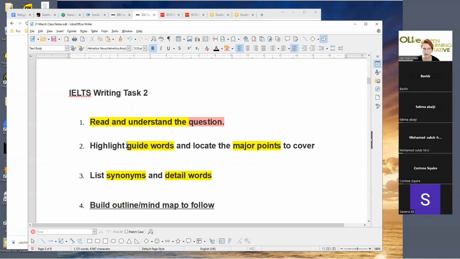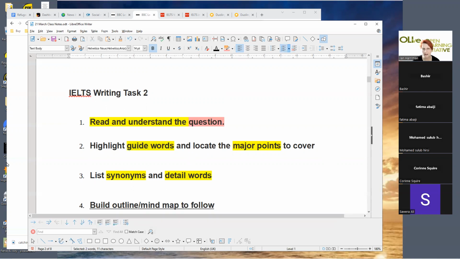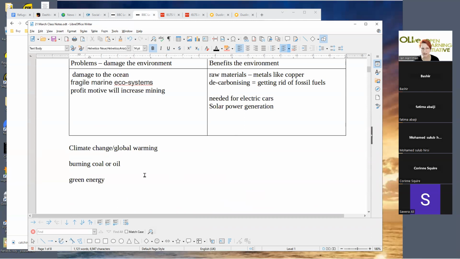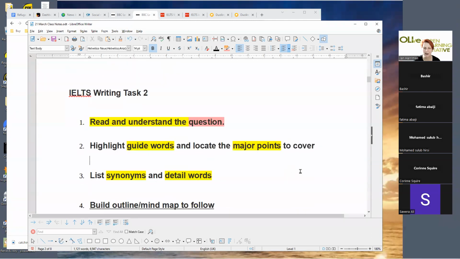So we are going to highlight the guide words in a question, find the major points that we need to cover, list synonyms and detail words. All right, so that's what we were doing up here. Notice we added some extra language words down below to guide us in our writing. We would definitely want to use those collocations, those sets of words, to create our essay.